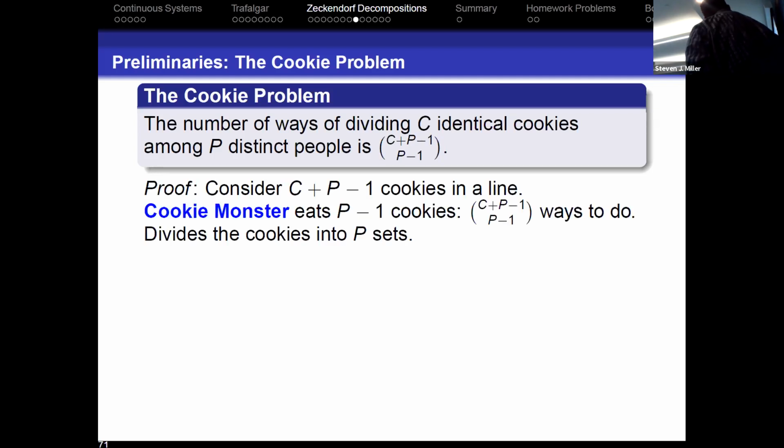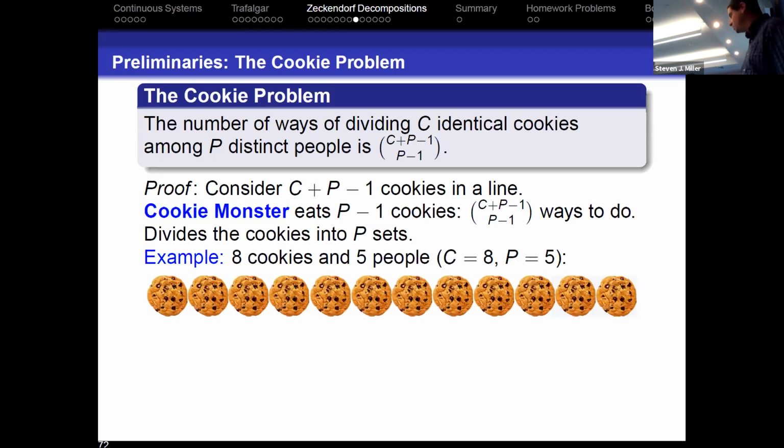So here's the proof. Imagine you have C plus P minus 1 cookies on the line, and Cookie Monster shows up and eats P minus 1 cookies. How many ways can Cookie Monster choose P minus 1 from C plus P minus 1? Well, that's the definition of the binomial coefficient. And it turns out that there is a one-to-one correspondence between this and the number of ways to partition C cookies among the P people. And this is the key idea in a lot of these results in combinatorics, which is a lot of discrete probability: tell a story. So by putting in P minus 1 eaten cookies, that's the same as putting in P minus 1 partitions, and now the set has P spots.